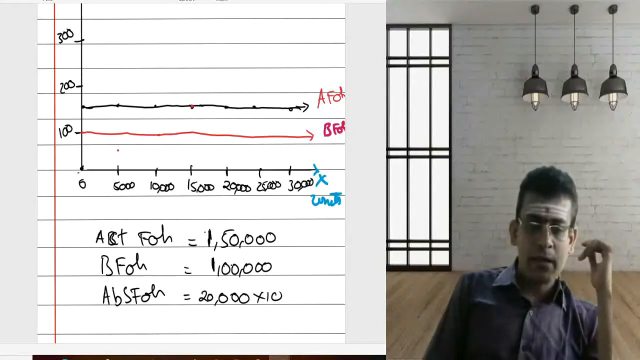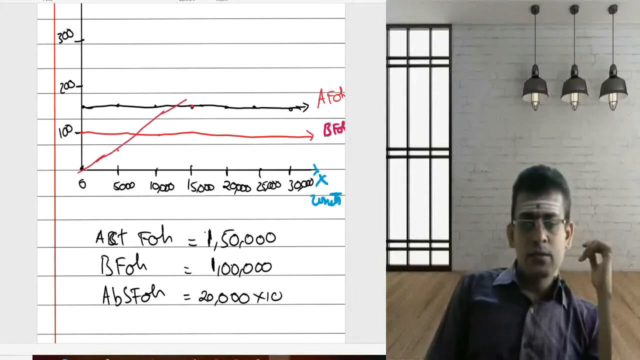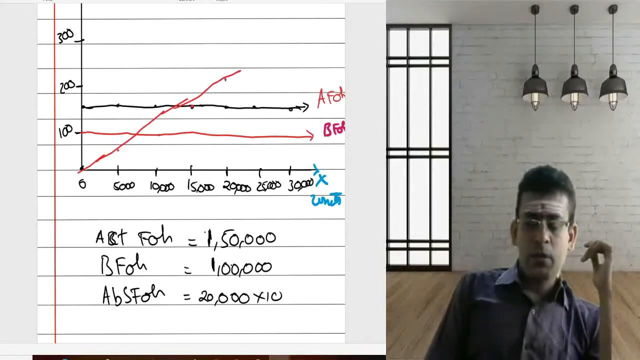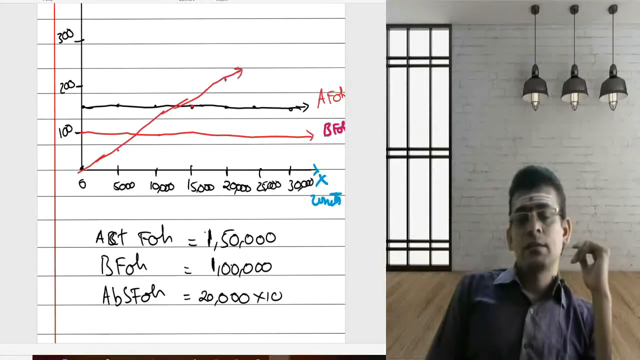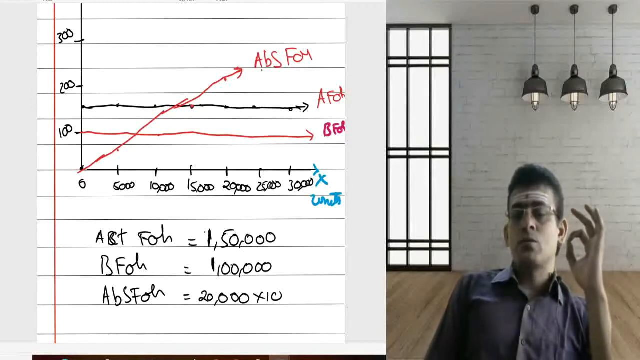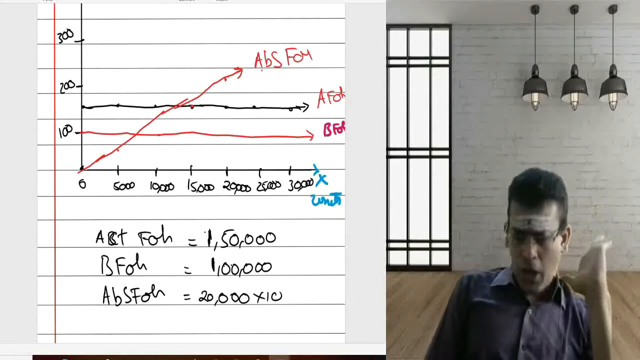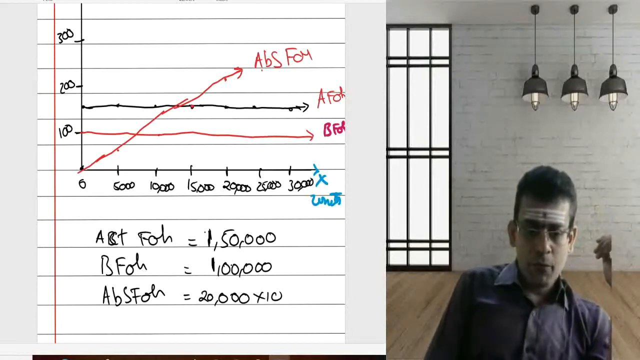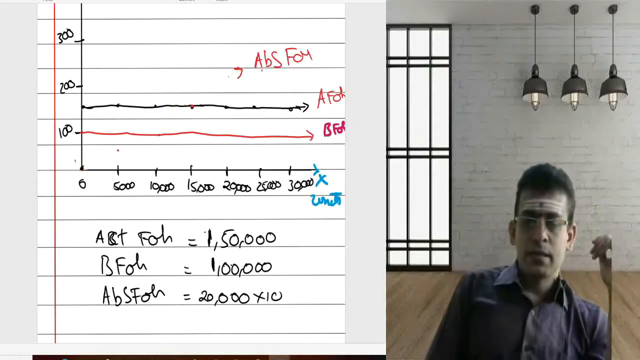So if I draw the line here, I will get a line somewhat like this. Here, this is my 2 lakh 50. What is this line called? Absorbed fixed cost. It keeps on increasing: 25,000, 2 lakh 50,000; 30,000, 3 lakh. At this level, I am going to produce 20,000, and my cost is going to be 2 lakhs. Now, if you observe once again, we basically have 3 different lines. Let me draw this in another color.